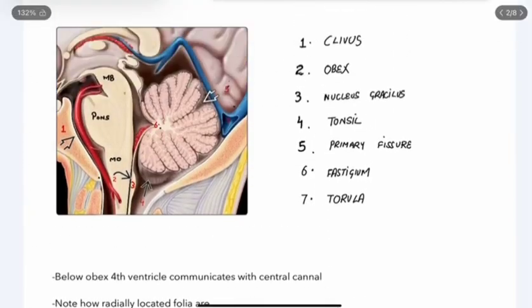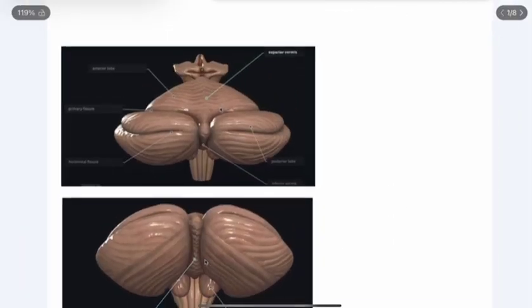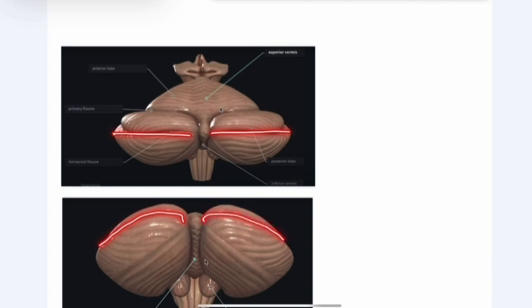In the above 3D image, we can also appreciate the same, that this is the primary fissure. So this is the anterior lobe and this whole would be the posterior lobe. And this is the horizontal fissure. This one also labeled is the horizontal fissure. So this is superior and this one will then be the inferior lobe.